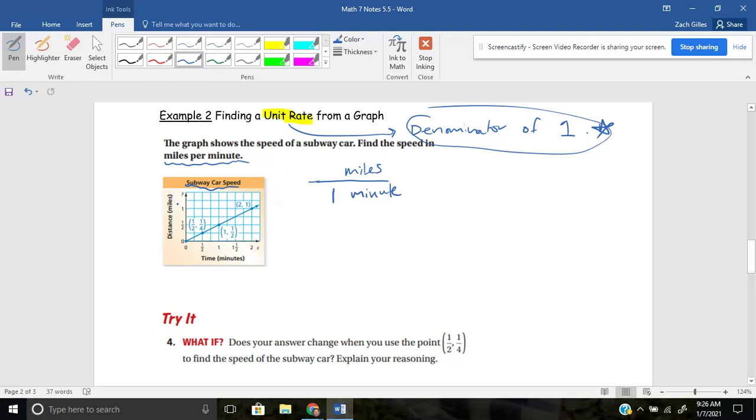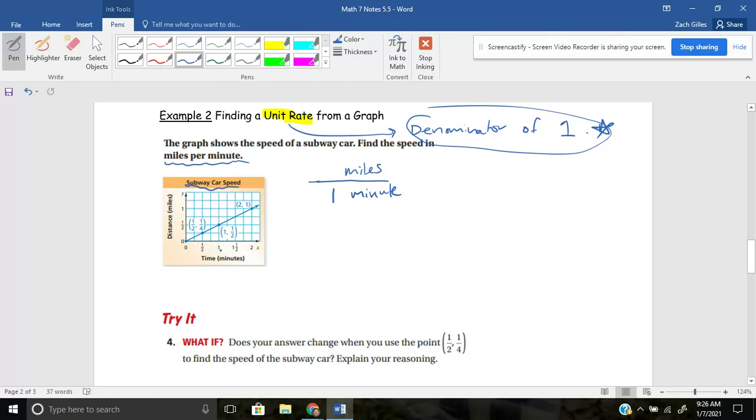Okay, let's look and see. On my y-axis, I have distance, so how far I've gone. And on my x-axis, I have how many minutes I've gone by, or the time. So I'm looking for how many miles did the subway car go in 1 minute. All right, I'm going to come down here to minutes, and I'm going to find where it's going by a quarter of a minute, right? A fourth, a half, 3/4, 4/4, or 1.